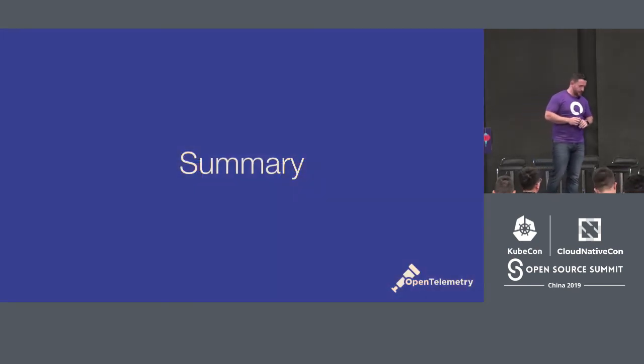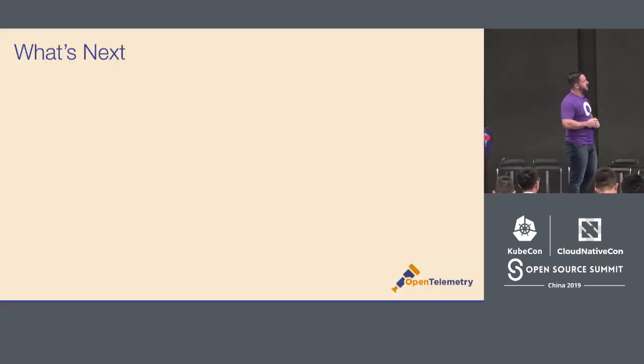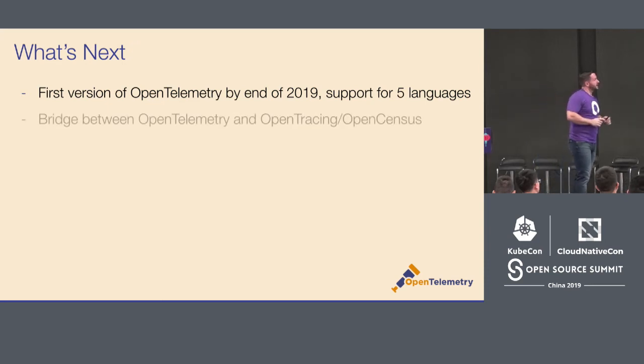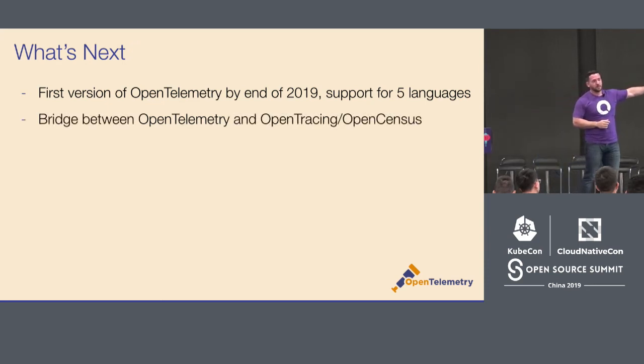Okay, so let's summarize because I threw a lot of words at you. What's next? The first version of OpenTelemetry is expected by the end of this year. We'll have support for 5 languages. I'll try again. Go, Node, Python, Java, .NET. Hey, first try. Nice. There will be a bridge between OpenTelemetry and OpenTracing and OpenCensus. So if you're using OpenTracing and OpenCensus, keep using it. It will work. It will be okay.